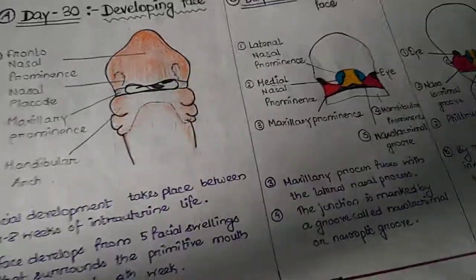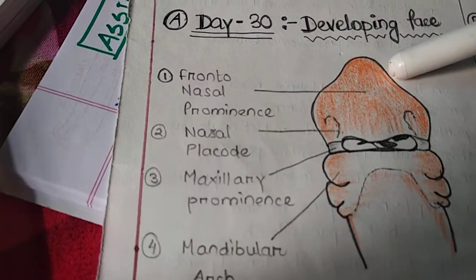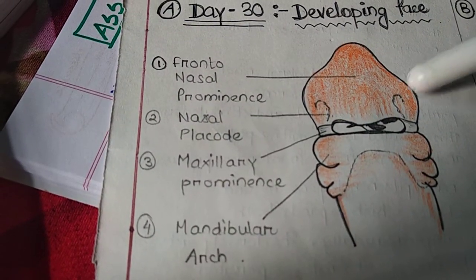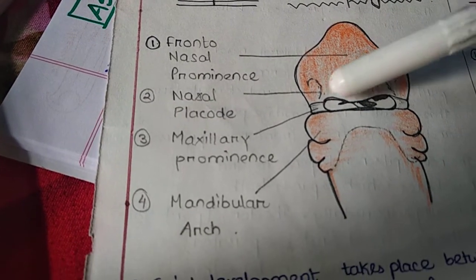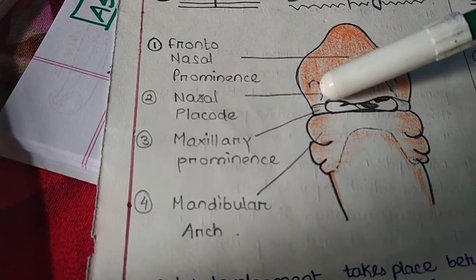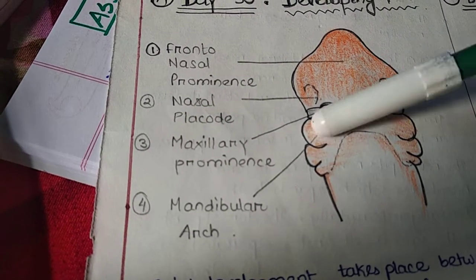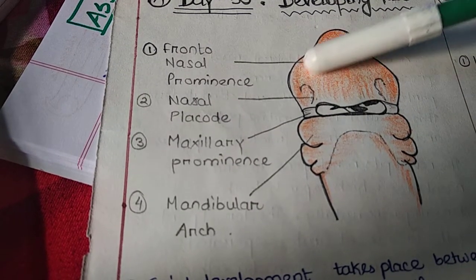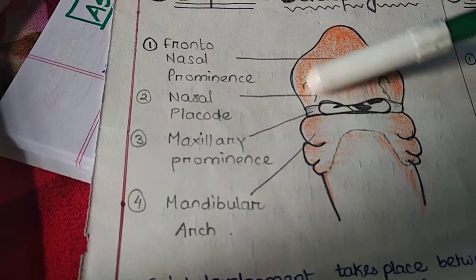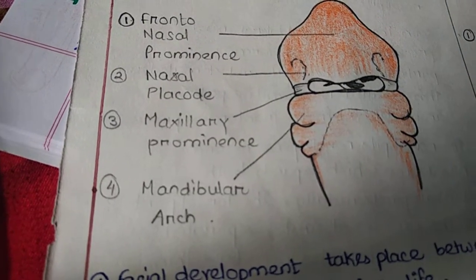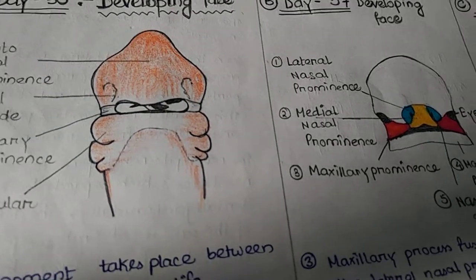Here in this diagram, you can see the frontonasal prominence, the two nasal placodes on the two sides, two maxillary prominences on both sides, and two mandibular arches. From these 5 facial swellings the face will develop.